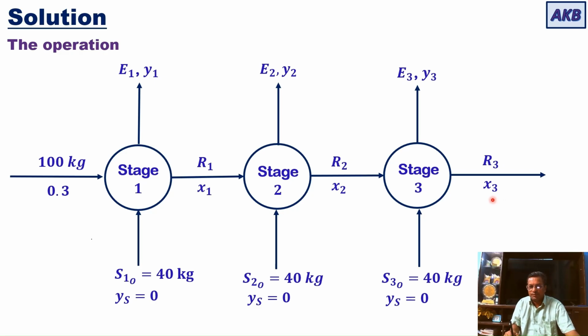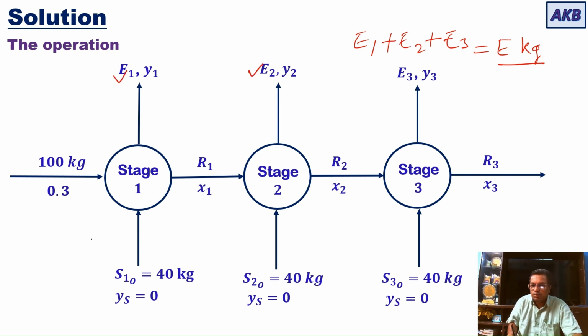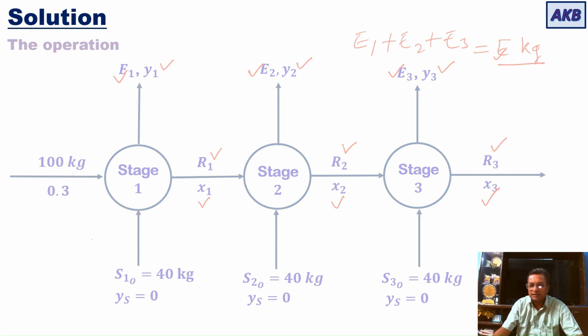So that is the operation, and we are getting E1 plus E2 plus E3. You will get the cumulative quantity of extract phase, E1 plus E2 plus E3. Let us denote it as E, and you are going to get it in kg. So we are supposed to report E1, E2, E3 and then E. Then Y1, Y2, Y3. Then we are also supposed to report the quantities of raffinate phase R1, R2, R3, and then the compositions of those raffinate phases X1, X2, X3. So this is the operation.